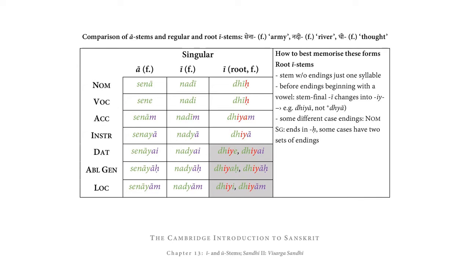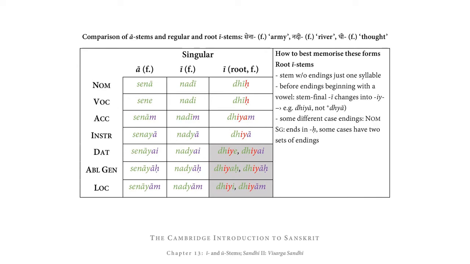So in front of this am, the i changes into a y, but rather than having a form dhyam, we have the i changing into iy, and that turns the form into dhiyam, which is, I suppose, easier to pronounce. Then in front of the endings e, ah, ah, i, we again have the i not changing just into y, but we have it changing into iy. So dhiye, dhiyah, dhiyah, dhiyi.